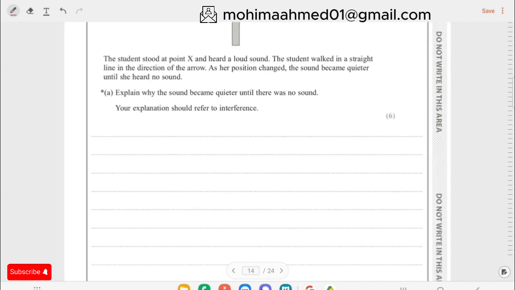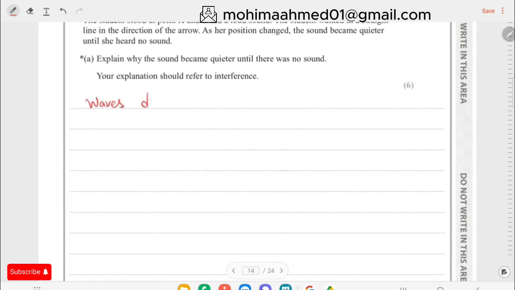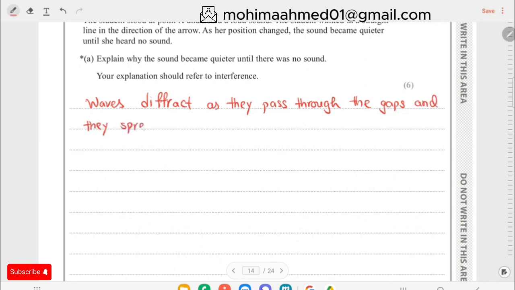Another thing that we should include over here, because this is a 6-mark question, is diffraction. So let's start our answer with diffraction: waves diffract as they pass through the gaps, and they spread out maximum because the wavelength and gap size are equal, right?